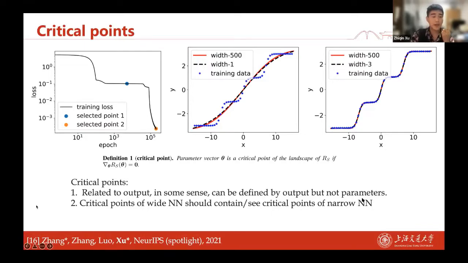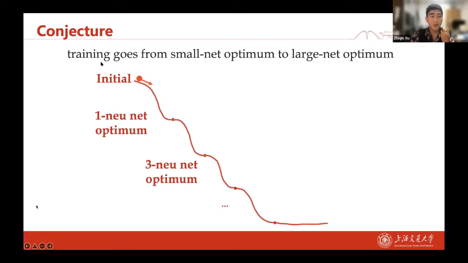We can have a conjecture that the training of a large network will go through the small network's optimum to the large network's optimum. It has some order, just like the frequency principle, from low frequency to high frequency. So it will go from the initial state and then to the one-neuron optimum, then the three-neuron optimum, and so on.